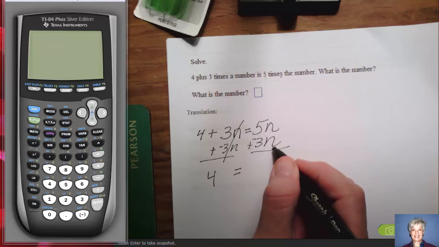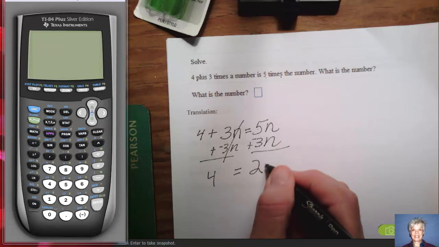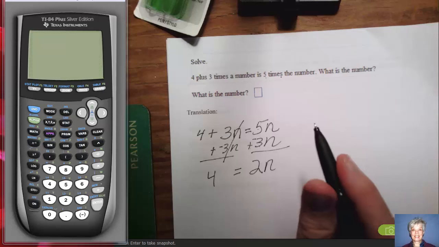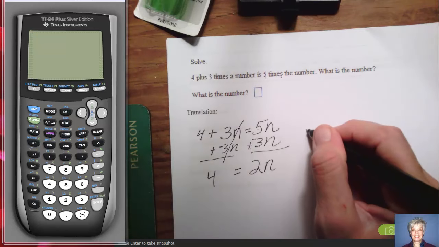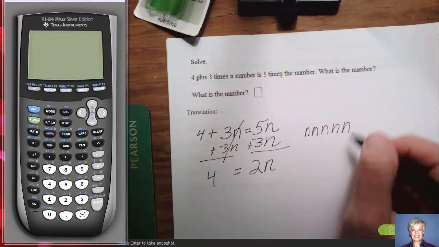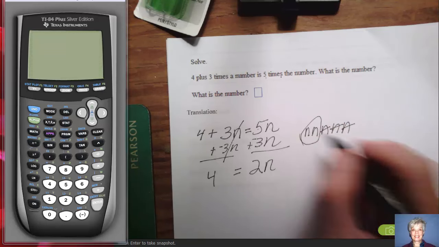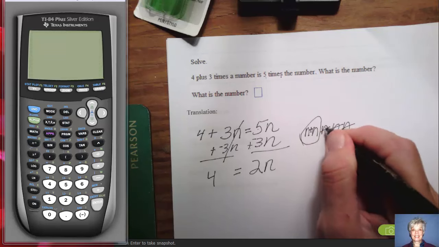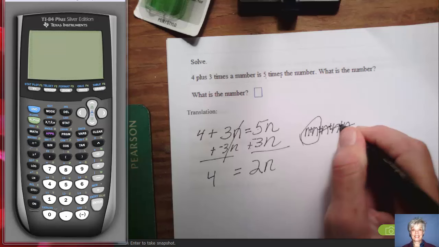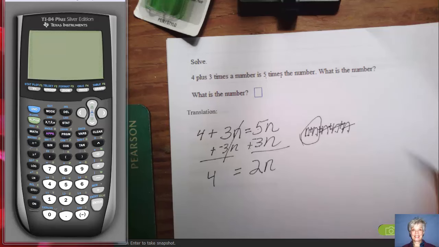5n minus 3n, you say 5 minus 3 is 2, and then when you're adding and subtracting, you write the letter again, but you can also think of it this way. You've got 5 n's, 1, 2, 3, 4, 5. You take away 3 of them. How many does that leave? That leaves you 2 of them. Although this looks like I'm multiplying, I'm not. What I'm doing is adding them. This is n and n and n and n and n, 5 times. Took away 3 of them. I'm left with 2.